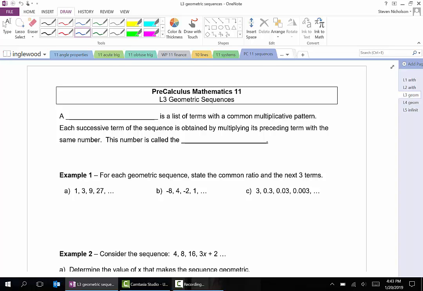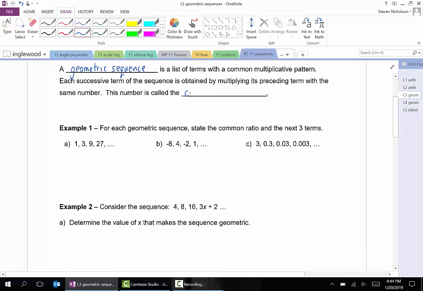The third lesson in the unit is on geometric sequences. A geometric sequence is a list of terms with a common multiplication pattern. So remember, an arithmetic sequence was a list of terms with a common addition pattern. Each successive term of the sequence is obtained by multiplying its preceding term by the same number. And this number is called the common ratio.